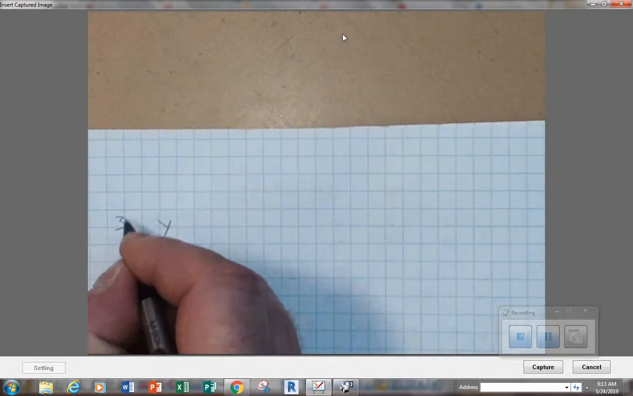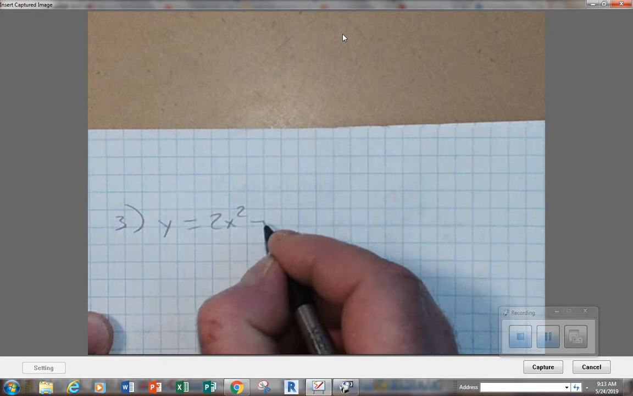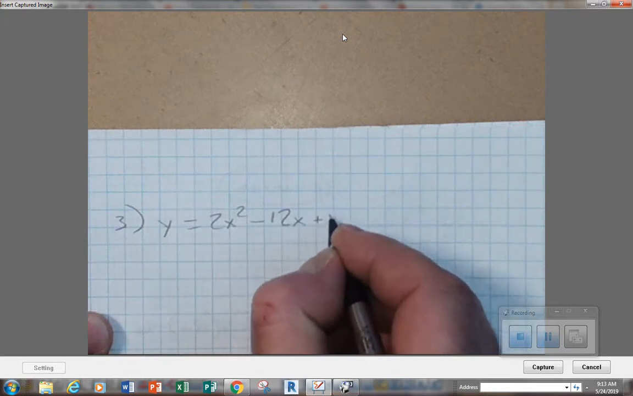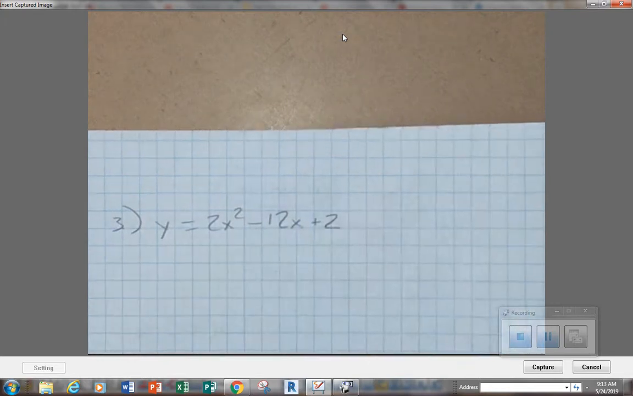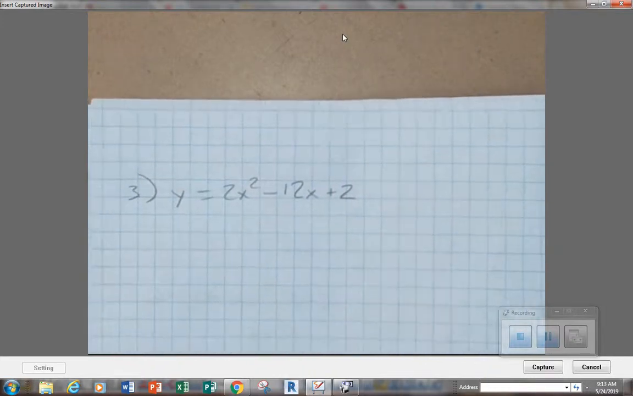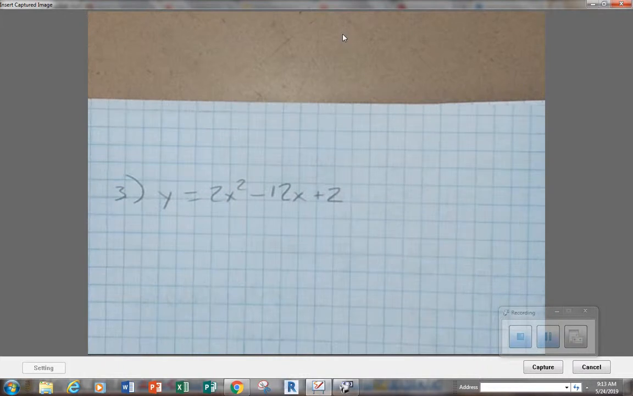It says find the axis of symmetry and the coordinates of the vertex. Alright, so for this one, I'm going to find the coordinate of the vertex first, and then know that the x coordinate gives me what I need for the equation of symmetry.